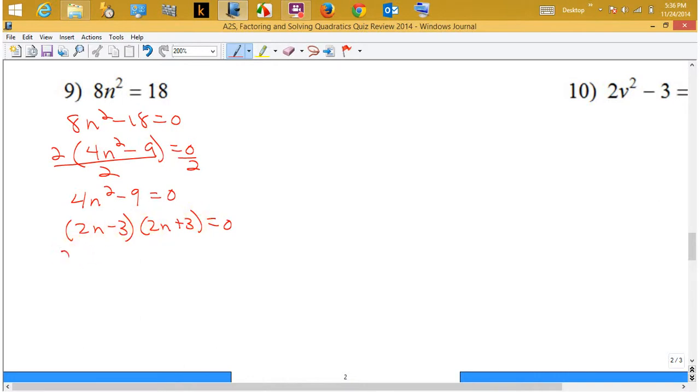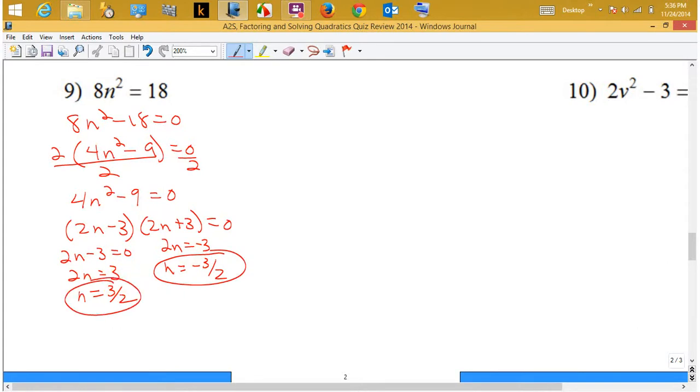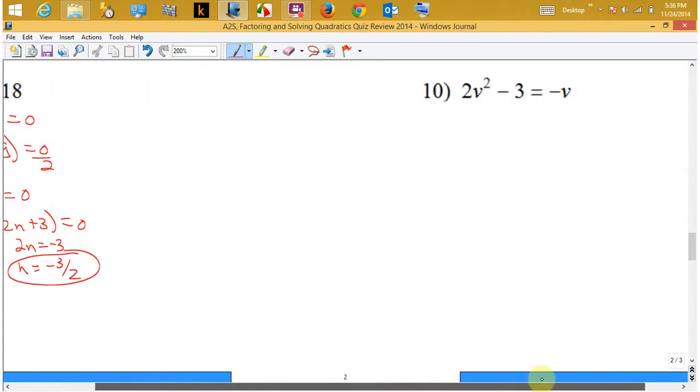Now I'm looking for the values of n that make each of these parentheses go to 0. So I could set up a little equation, 2n minus 3, that whole thing must be equal to 0. 2n would be equal to 3, n would be equal to 3 halves. Over here, I'd have 2n is equal to a negative 3, n is equal to a negative 3 halves. So my solutions are n is equal to 3 halves, and n is equal to a negative 3 halves.